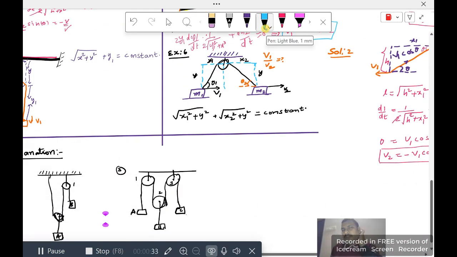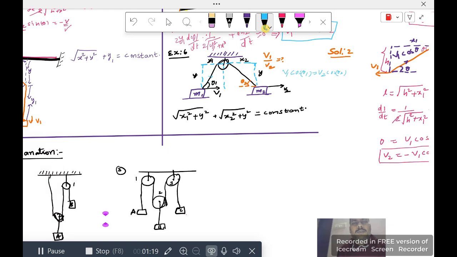See now here also. So this v1 and v2 both are not along the string. Therefore here we will get finally v1 cos theta 1 is equal to v2 cos theta 2. So if theta 1 equals theta 2, then v1 equals v2. And if v1 equals v2, then theta 1 equals theta 2. So v1 by v2 becomes cos theta 2 by cos theta 1. If theta 1 equals theta 2, then v1 equals v2.